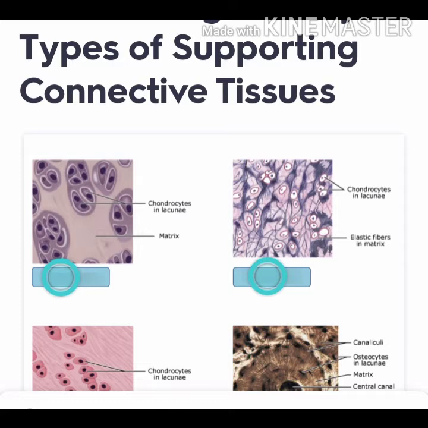Supportive connective tissue is a type of connective tissue with a solid or semi-solid matrix. In our body, the connective tissue with the solid matrix is the bone, and the connective tissue with the semi-solid matrix is the cartilage. So, bone and cartilage are the two connective tissues with the solid and semi-solid matrix.